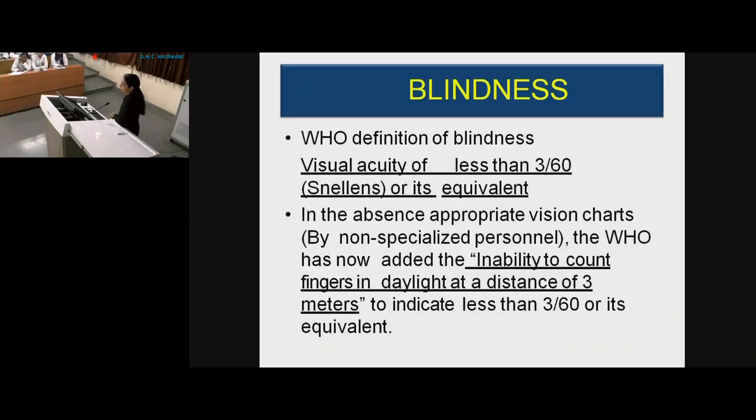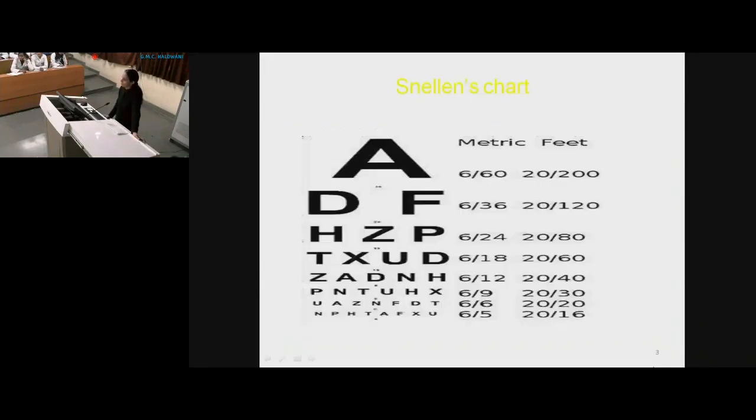In the absence of appropriate vision charts, by non-specialized personnel, the WHO has now added inability to count fingers in daylight at a distance of 3 meters. If we are not able to count fingers at a distance of 3 meters in daylight, then that is equivalent to less than 3/60 or its equivalent. This is Snellen's chart, right? Here this is given in meters and this distance is given in feet, and we have to read these letters at these distances.